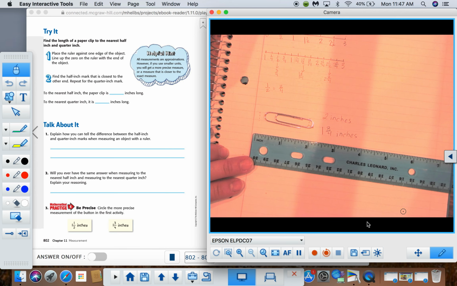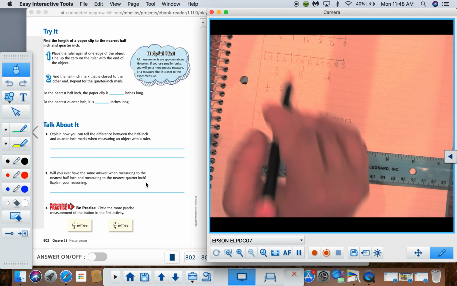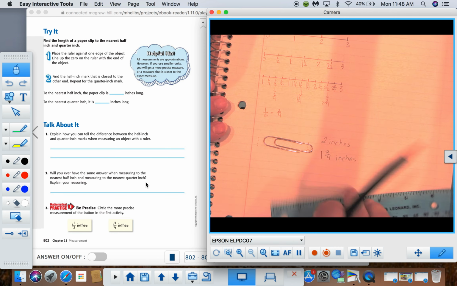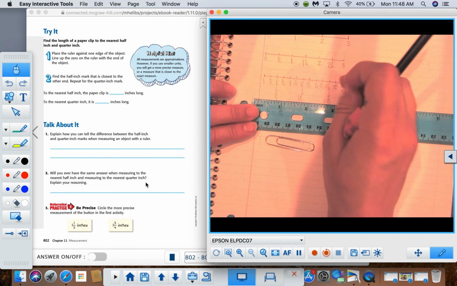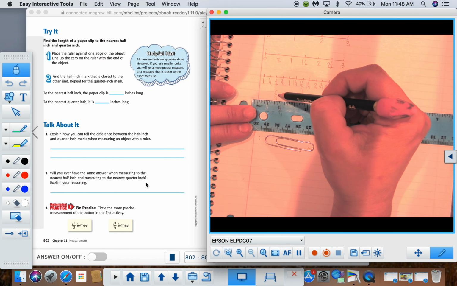So let's move on to number 2. Will you ever have the same answer when measuring to the nearest half inch and measuring to the nearest quarter inch? Well, yes, of course you will. So if we look up here again at my quarter inches, and it's asking me about half inches, right? This half inch is the same thing as 2 quarter inches.